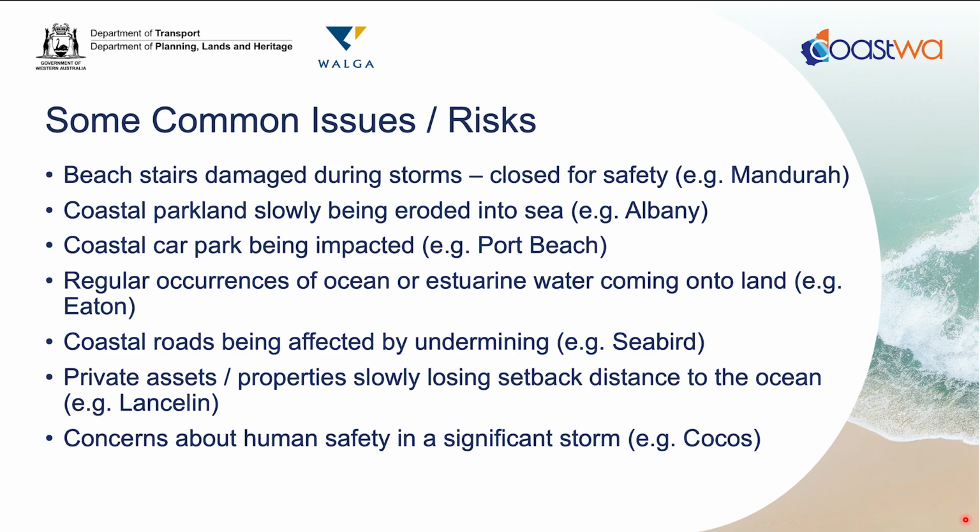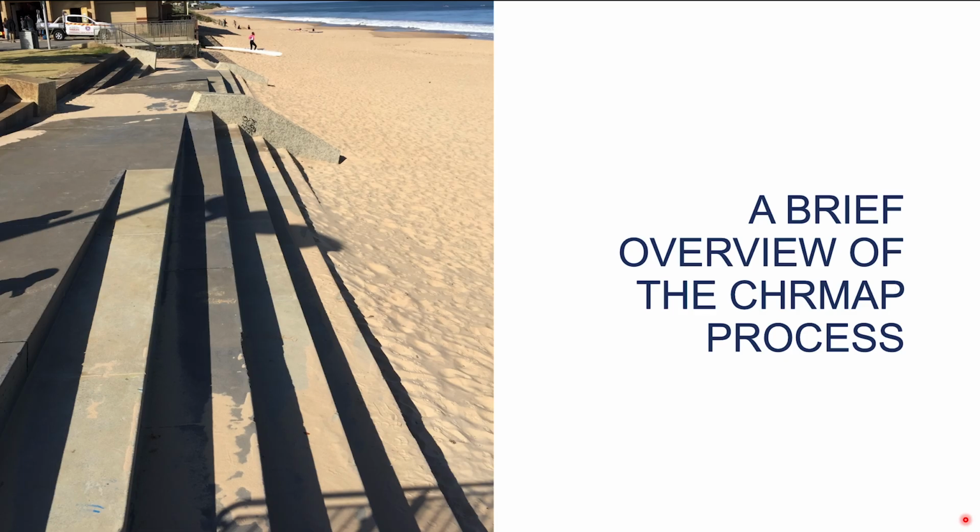For example, there was the Geraldton example that I showed you, and then another one, obviously Seabird, which is a well-known example. And then where we really start to see things becoming complicated is where we see private assets and properties slowly being lost, or at least losing setback distance to the ocean, and those property owners becoming pretty nervous. And of course, the big one is when we start to have concerns about human safety in significant storms, for example, like on the Cocos-Keeling Islands. So it's fundamentally about risk management. So coastal planning is one of the risk management tools that we have in our arsenal, and all coastal managers are obliged to consider the risks that they're facing when they make decisions.